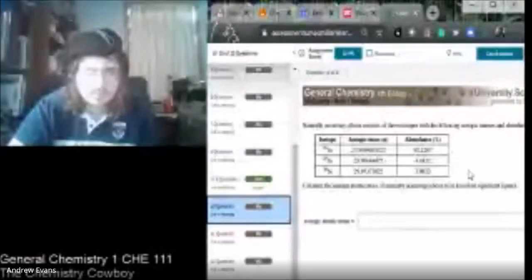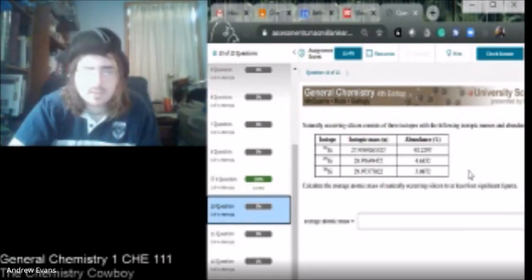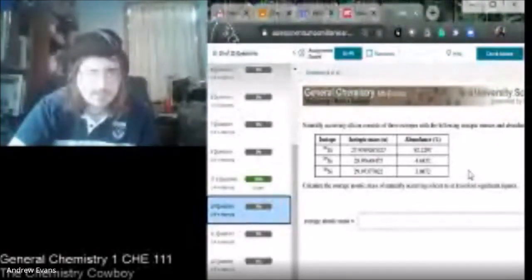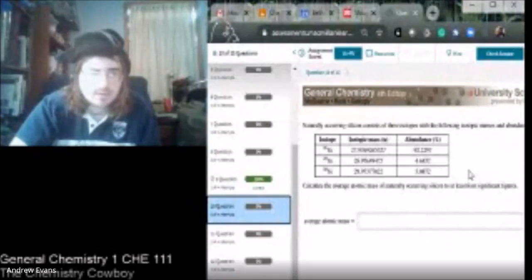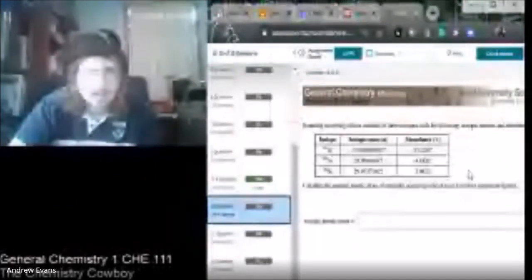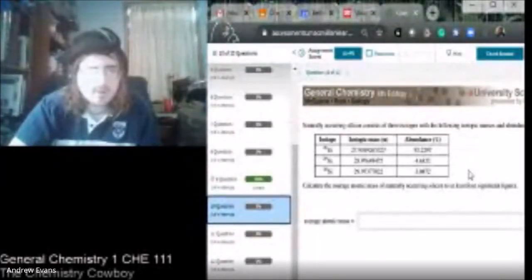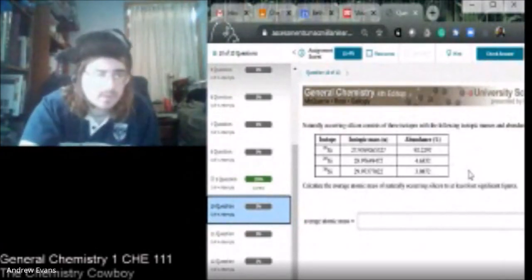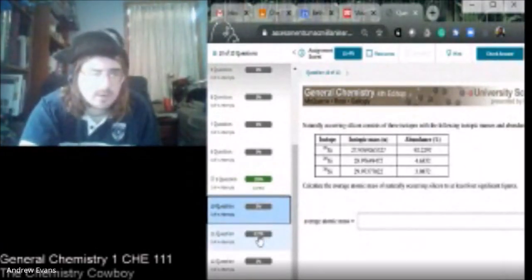Now, one thing you should note: which one of these is more abundant? Well, the first one, silicon 28, is 92% abundant. So the mass we should get should be similar to silicon 28. So this should be somewhere between 28 and 29 with a preference of being close to 28. So we can calculate that based on that.